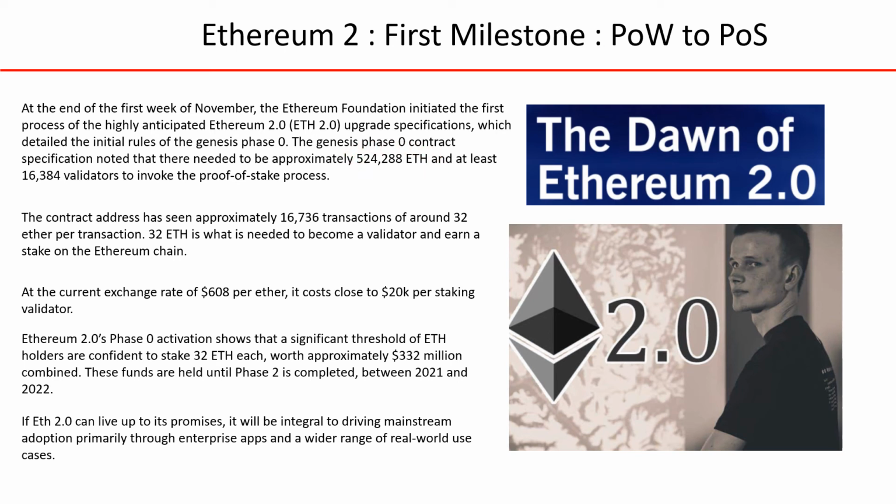This many Ethereums are locked. These many validators have staked 32 Ethereum each. Okay, around $20,000 per staking validator. So this is the trust people have in Ethereum. Okay, this is achieved already. These many Ethereums are locked till 2022.